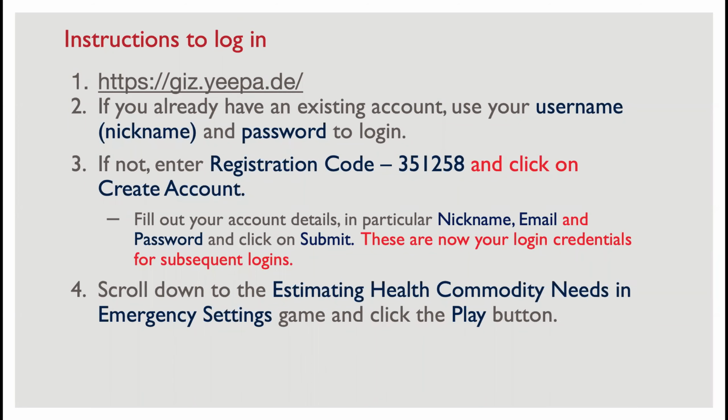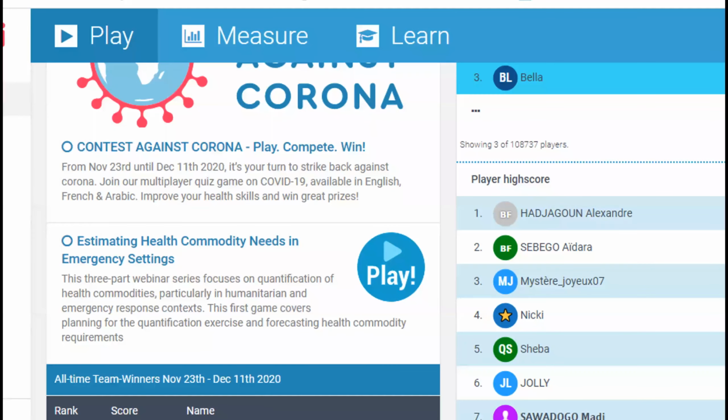If you've already had this registration previously, then you will continue. You will scroll down in the game and find the Estimating Health Commodity Needs and Emergency Settings game and click play to play along. Next slide. The game should look something like this. And you click play and refresh your knowledge. Next slide, please.